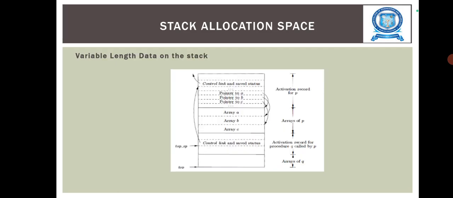Next we are going to see the variable length data on the stack. This diagram shows that the runtime memory management system must deal with objects whose sizes are not known at compile time. In modern languages, objects whose size cannot be determined at compile time are allocated space in the heap. It is also possible to allocate objects, arrays or other data structures of unknown size on the stack.